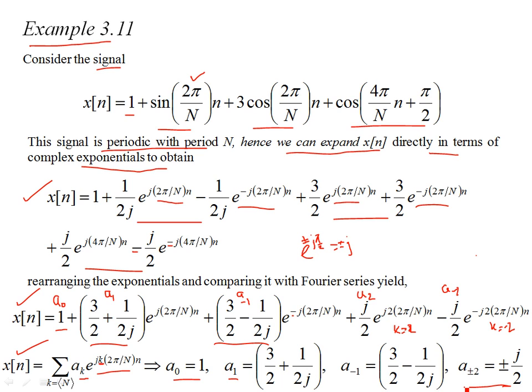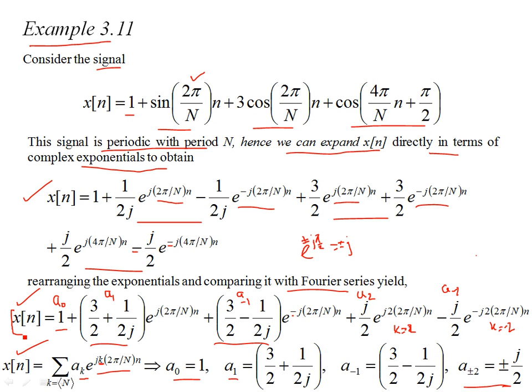So these Fourier coefficients can be easily seen by inspection. If you compare it with the Fourier series expansion, this is the Fourier series expansion, and in this expression we have arranged the terms in the way the Fourier series is expanded. So just comparing the Fourier series with the exponential expansion of sinusoids, you can write the Fourier coefficients directly.